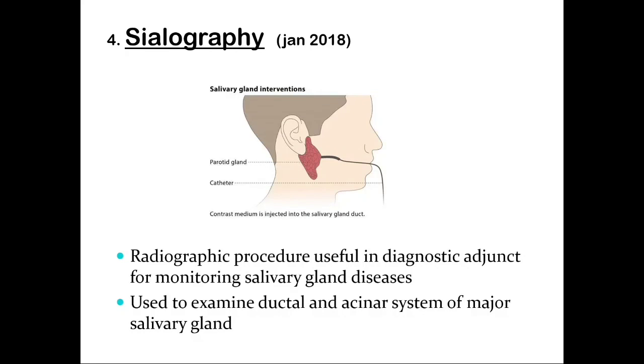Next question that can be asked is sialography. This can be asked as a long essay itself. So you can read again from the textbook of Freny Karjodkar itself, where she has mentioned in the salivary gland diseases chapter beautifully what the sialographic technique is, and you can draw the relevant diagrams related to that. Sialography is a radiographic procedure used as a diagnostic agent to monitor salivary gland diseases, and it helps to examine the ductal as well as the acinar system of the major salivary glands. That is your submandibular salivary gland as well as your parotid salivary glands.